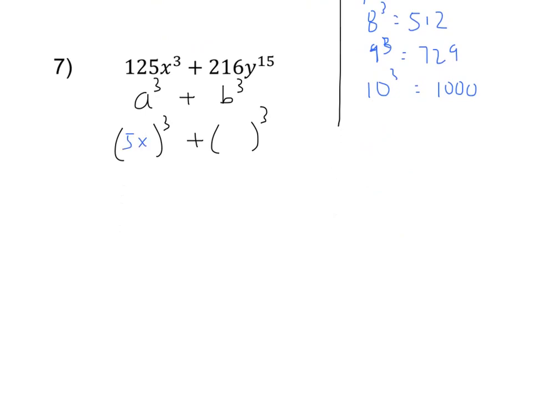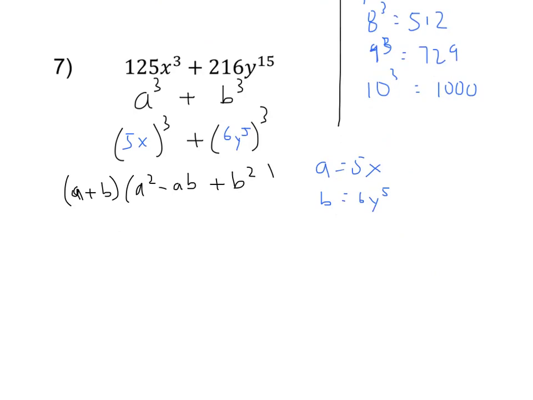First of all, you got to see this as 5x cubed plus 6y to the 5th cubed. So in this case, our a value is 5x, and our b value is 6y to the 5th. And now we're just going to follow our formula. It's going to be a plus b times a squared minus a times b plus b squared.